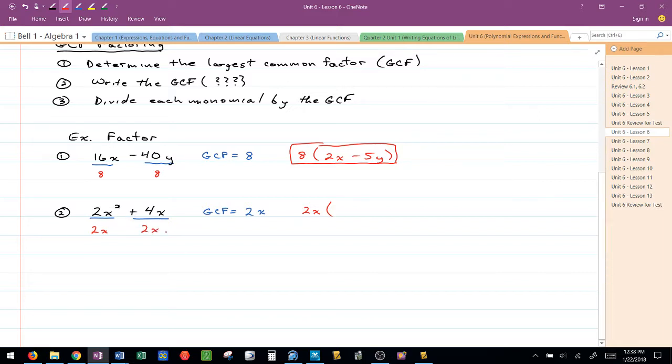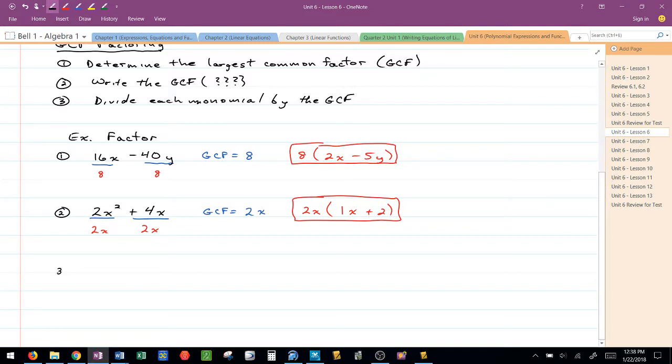Now, when we multiplied, we added powers. So when we divide, we're going to subtract powers. I take 2 divided by 2, that gives me 1. X to the second divided by x gives me x to the first. Then 4 divided by 2 gives me 2. And x divided by x, they cancel each other out. So my factorization would be 2x times the quantity x plus 2. Again, I can check that by distributing.